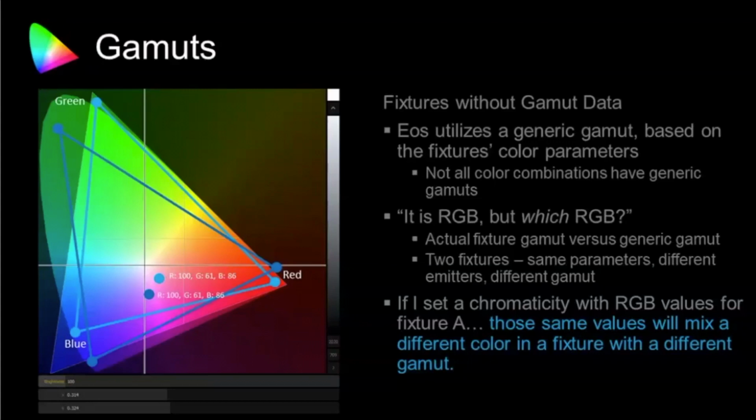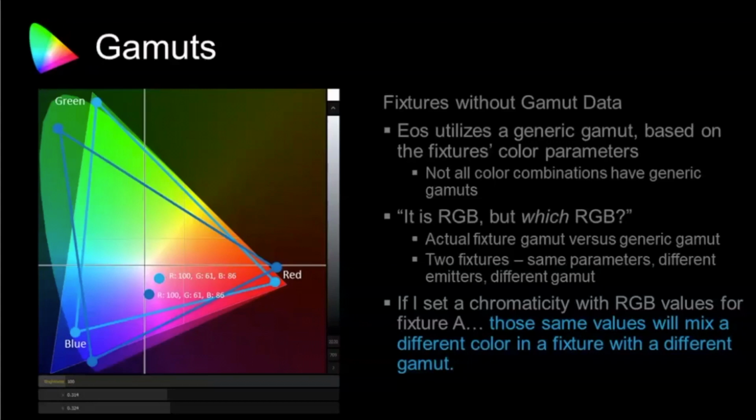So even though you may click in the same space, if you've got two fixtures that are RGB from two different manufacturers and their gamuts are offset, if the console doesn't know the gamuts for both fixtures, then you're going to get colors that are different. That's something that, again, the software is doing the best it can with the information that it has.